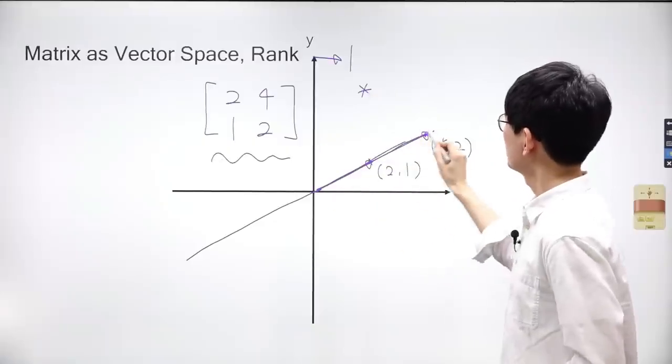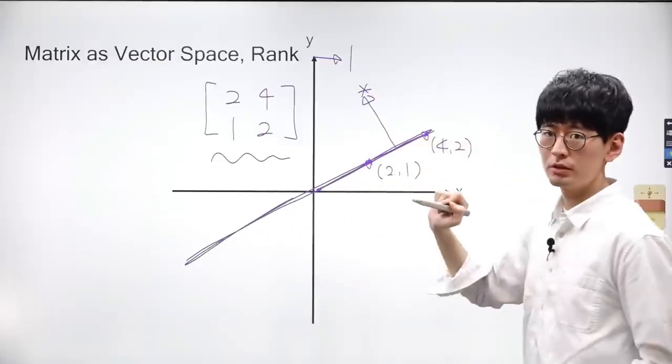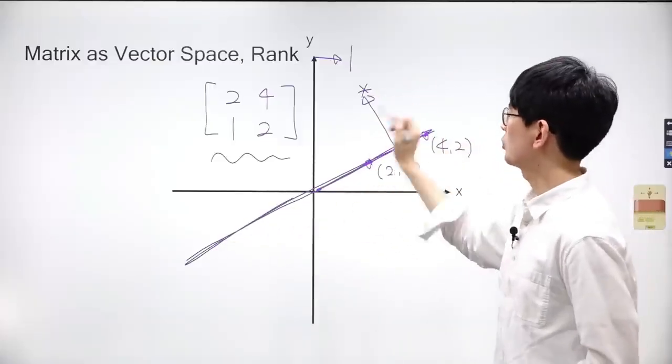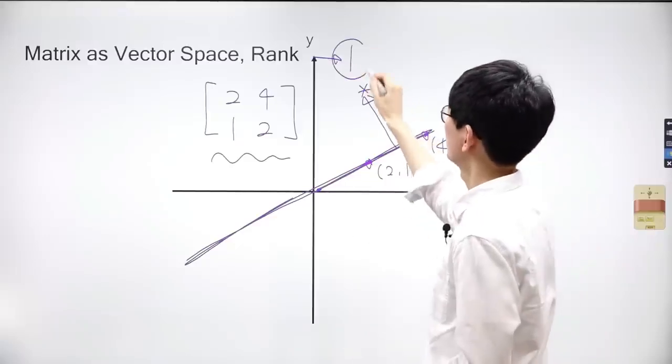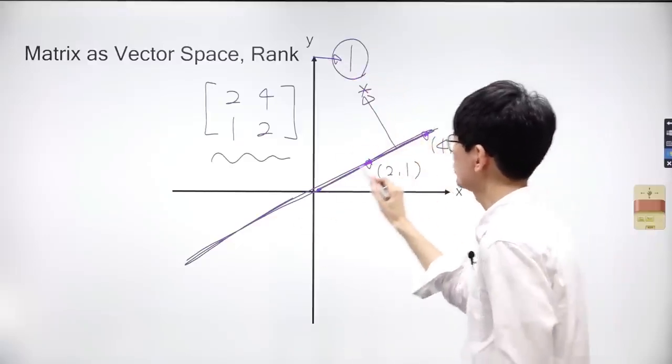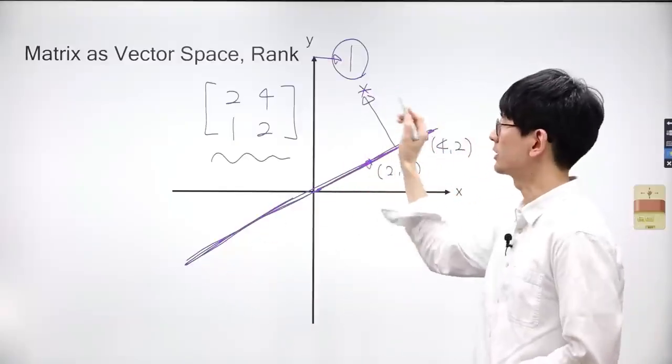We cannot reach a point here with a linear combination of these two vectors, as they have the same direction. Therefore, there are points on the plane that cannot be reached by these two vectors, resulting in a rank of 1 for the matrix. Let's practice with another example.